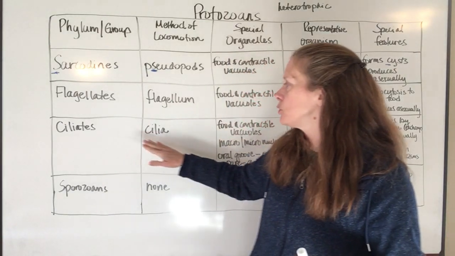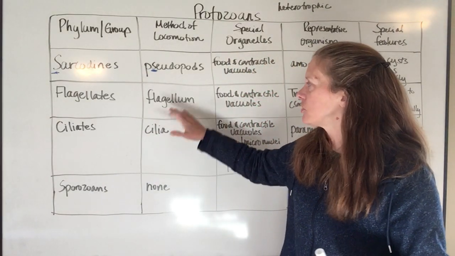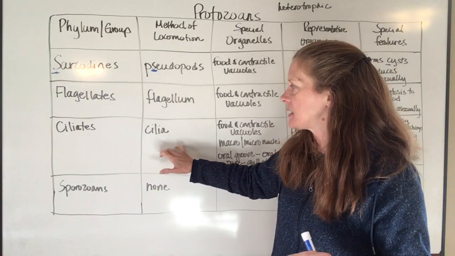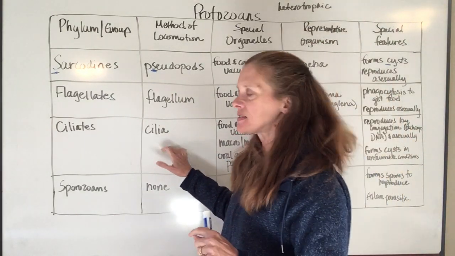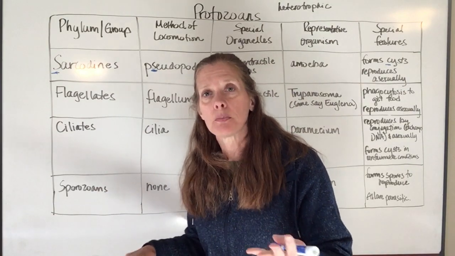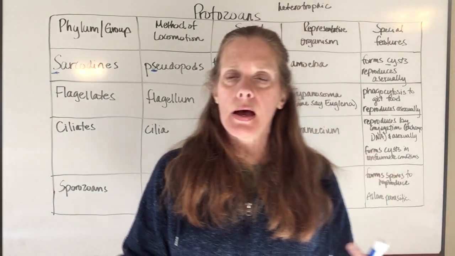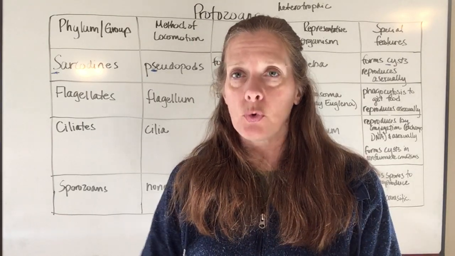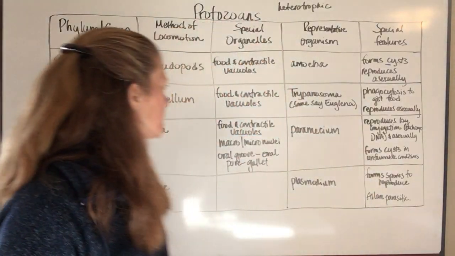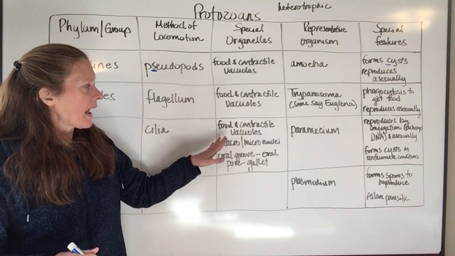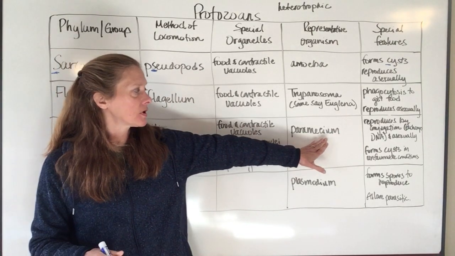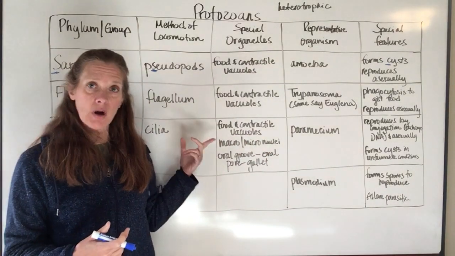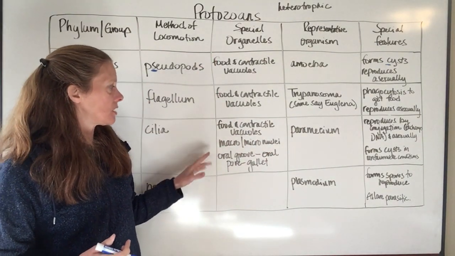Ciliates are going to move with cilia. A flagellum is much longer than a cilia is, relatively speaking. And an organism that has cilia around it, as you've seen in the pictures that you've already colored, the cilia go all the way around the creature and they kind of beat back and forth together to help the creature move along. They also have, in the representative organism that we studied, which was Paramecium, food and contractile vacuoles, just like the other creatures did.